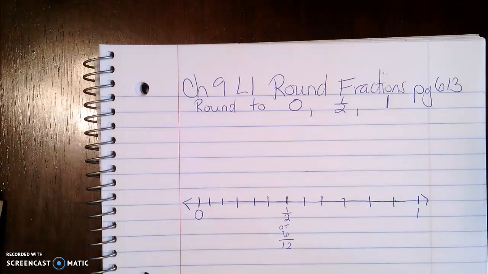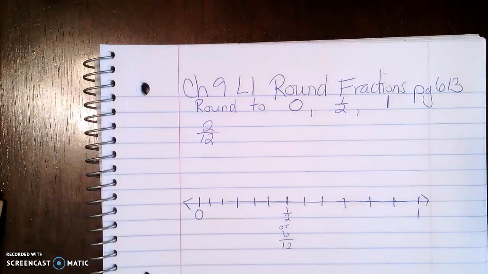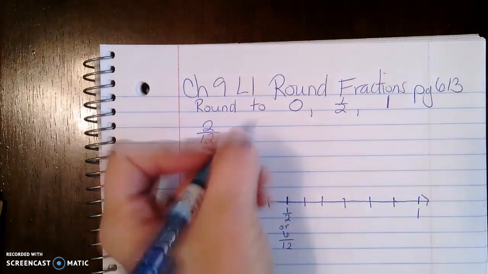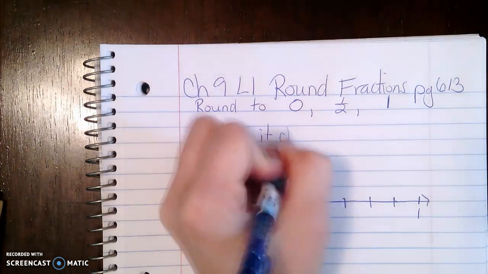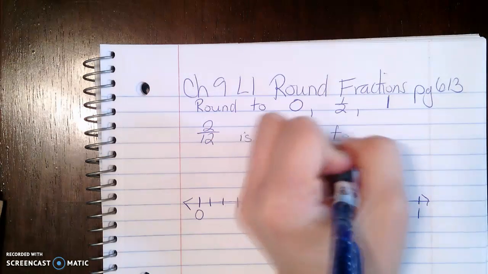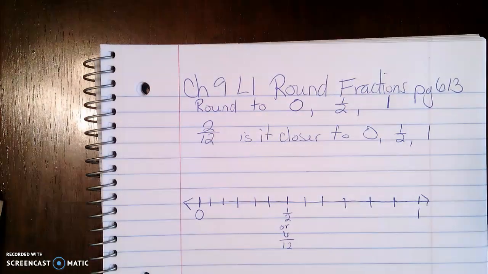Example 1 on page 613 says a poison dart frog is 2 inches long. This is 2/12 of a foot. So we're looking at 2/12 of a foot. Is it closer to 0, 1/2, or 1 whole? And I drew the number line here so that we could tell what it is closer to.